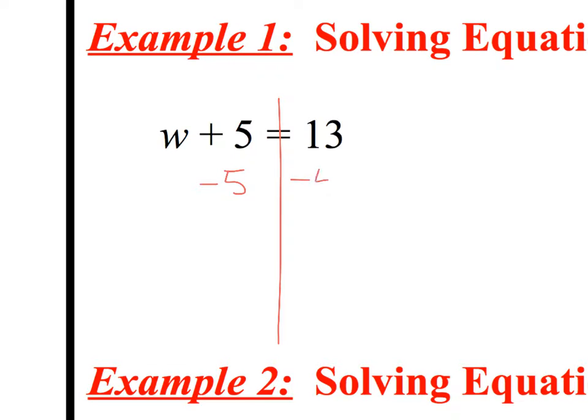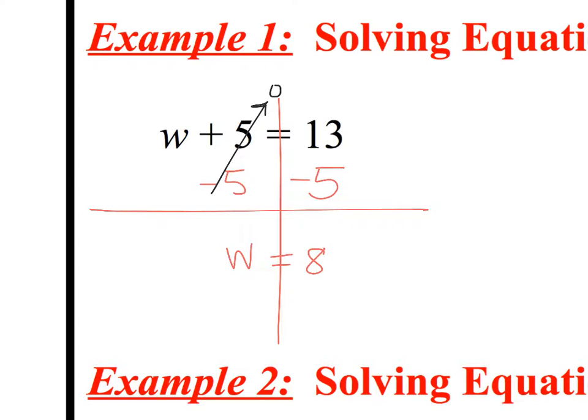Minus 5. So I'm going to draw a line. This tells me you've just done an operation. 5 minus 5 goes to 0, right? So we get to cross it out. It's going to 0. And so 13 minus 5, guys, is 8. So I say W equals 8.